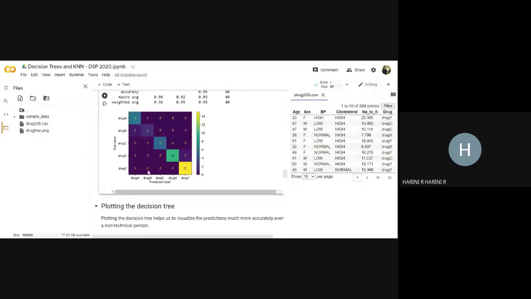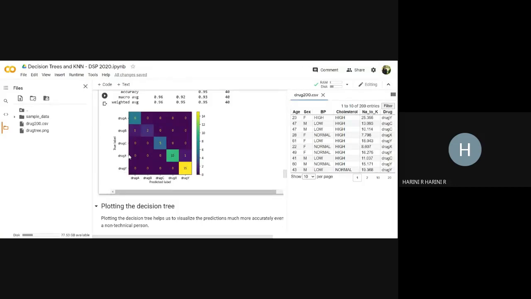So let's take the last row as an example. We had 40 records in the test set. Out of that, 15 records had drug Y as the actual correct value in the data set, and the model also correctly predicted all of them to be drug Y. That's what this last row tells us.